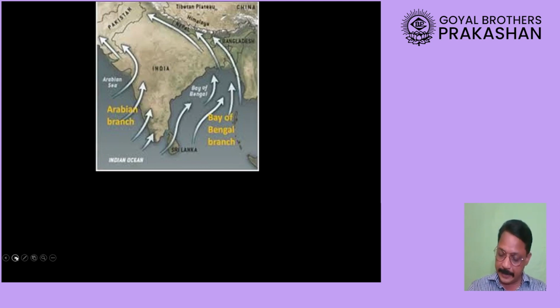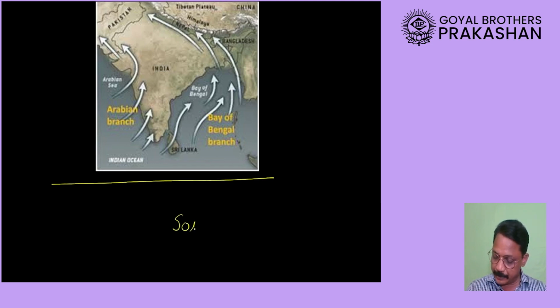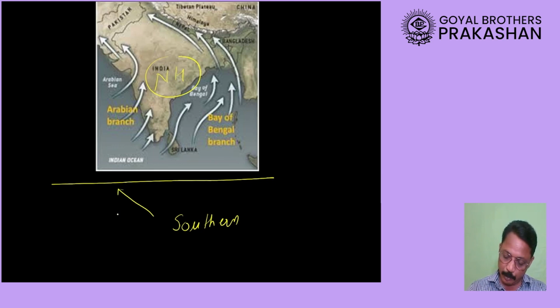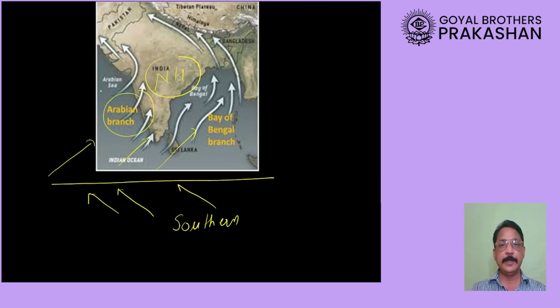So I'll repeat once more. If I draw the equator here, this is the southern hemisphere, and India is in the northern hemisphere. The winds blowing from the Indian Ocean, when they cross the equator, turn towards their right side. Some of them blow over the Arabian Sea. We call them the Arabian Sea branch of southwest monsoon winds, and the other branch blows over the Bay of Bengal, and we call it the Bay of Bengal branch of southwest monsoon winds.